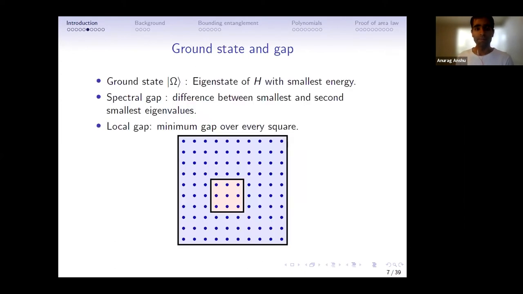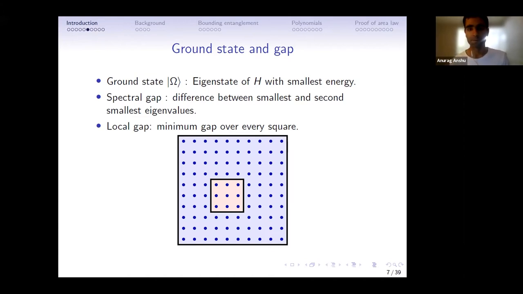Now, there are a couple of important concepts when we talk about such systems. One of the most important quantum states that live on these particles is known as the ground state. The ground state is one of the eigenstates of the Hamiltonian which has the smallest eigenvalue. Eigenvalue is also called energy. So it has the smallest energy with respect to the Hamiltonian. Another important quantity is the spectral gap, which is the difference between the smallest and second smallest eigenvalues.